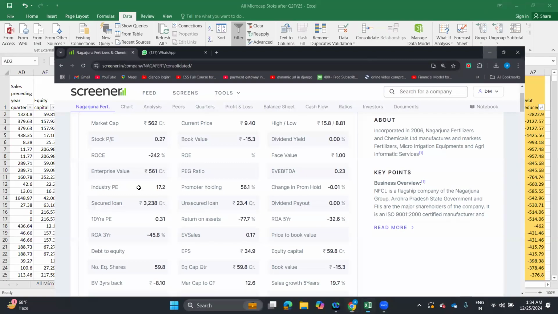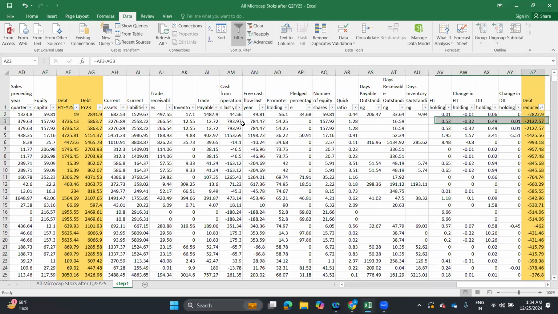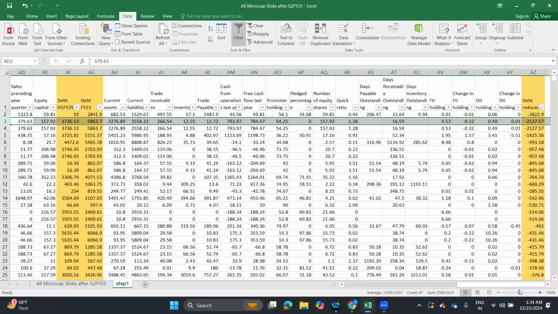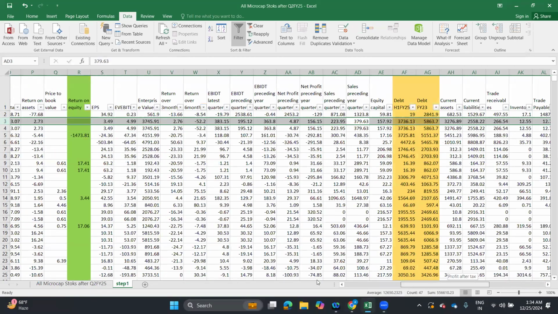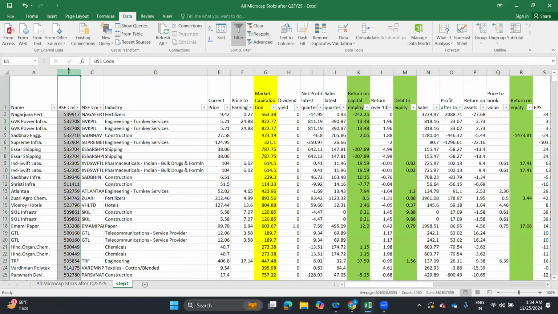So let me go back. So this is one stock which has come here. Acha, this is the company which has reduced debt. Let me check this company. Who is this? GVK Power Infra. But still their debt level is quite high.